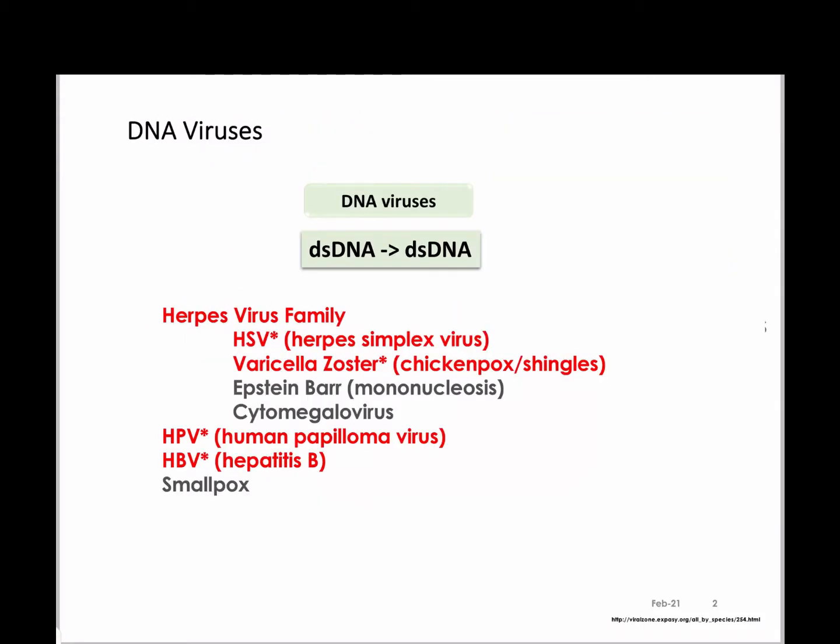The DNA viruses are viruses that contain DNA as their genomic material, and in these examples, they're going to have to replicate their double-stranded DNA to identical double-stranded DNA inside the host cell. There are several different DNA virus families that cause disease in humans. We'll be talking about the Herpes Virus Family, HPV, human papilloma virus, and HBV, which causes hepatitis B.